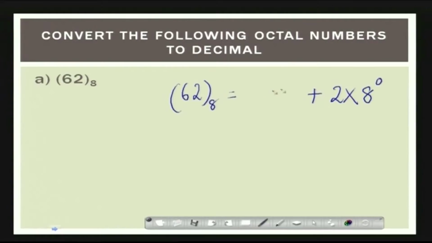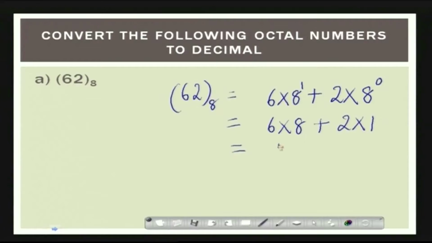And what is the next number I have? 6. And what is the weight of 6? So, next to 8 power 0 I should have 8 power 1. So, we know that 8 power 0 is nothing but 1. So, it is 2 into 1. Here it is 6 into 8.